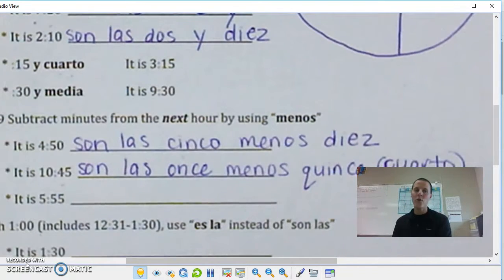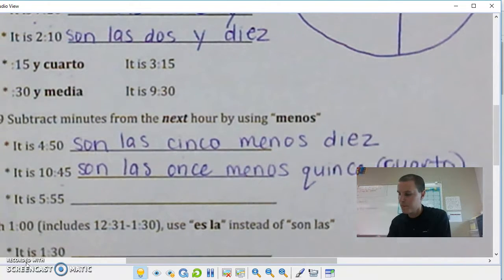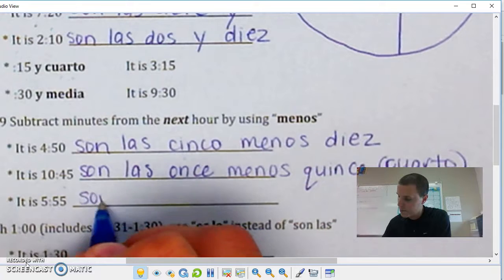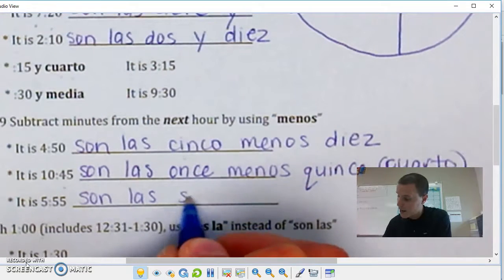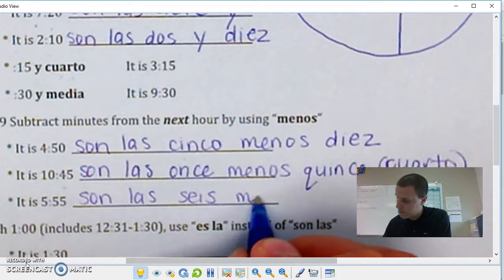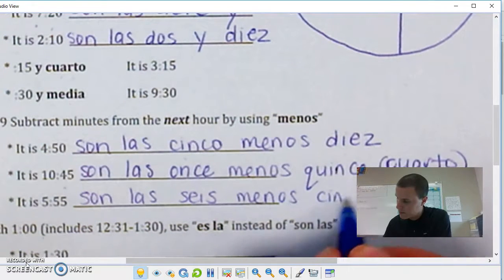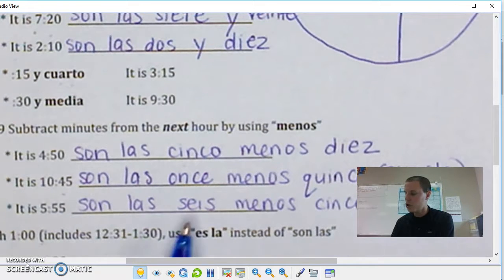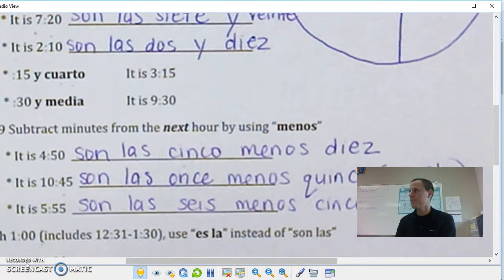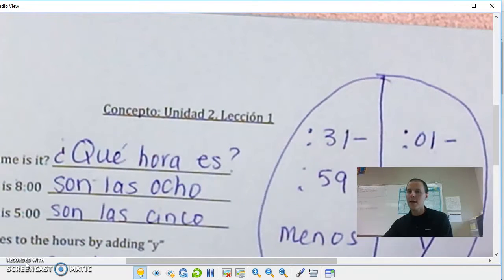Either one's fine. Try doing it's 5:55 on your own. You'll go up to the next hour, subtract some minutes. Try doing that one on your own. Is menos just minus? Yes. So the next hour, 6 o'clock, son las 6, minus 5 minutes, menos 5. So you have to subtract if you're on this side of the clock.